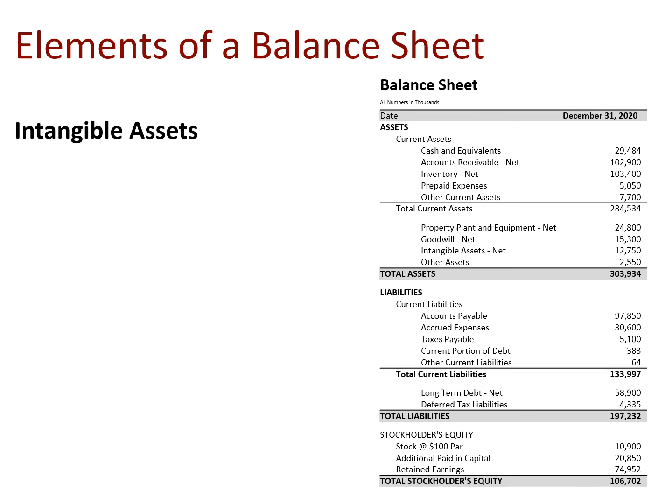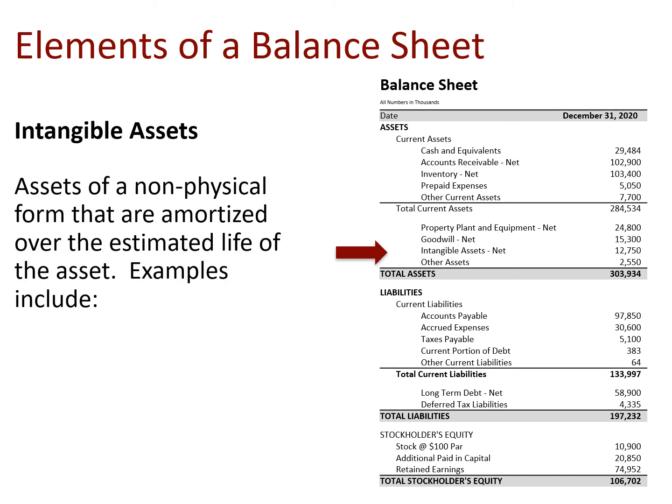Intangible assets. Intangible assets are assets of a non-physical form that are amortized over the estimated life of the asset. Examples include patents, trademarks, contracts. Maybe you bought a customer list to have access to certain types of customers. Those would be intangible assets. When you think about tangible versus intangible, you can't touch it, you can't feel it, as opposed to tangible assets that you can touch and feel.